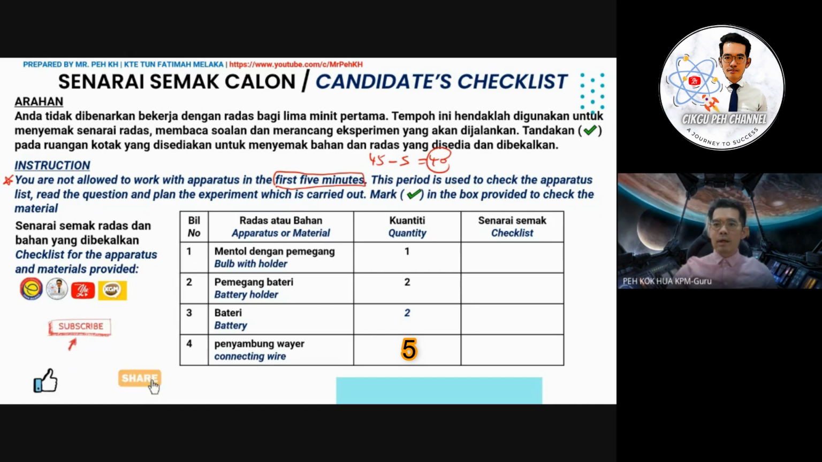So this period is used to check the apparatus list, read the question, and plan the experiment which is to be carried out. You have to mark the box provided to check the material. Firstly, the apparatus we are going to use are a bulb with holder, quantity 1, battery holder, 2, battery, 2, and connecting wire, 4. So let's say you have already checked your apparatus, they are functioning with the correct quantity, you may take your checklist and immediately go to read your question and start to plan your experiment within these 5 minutes.